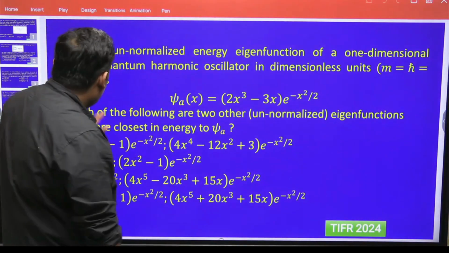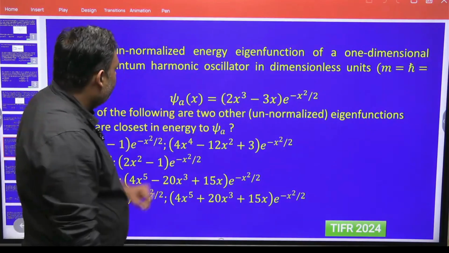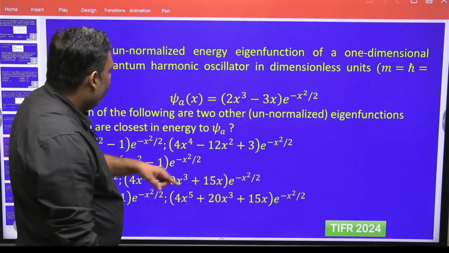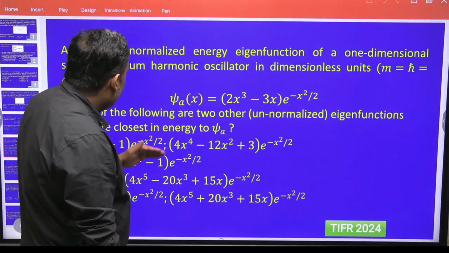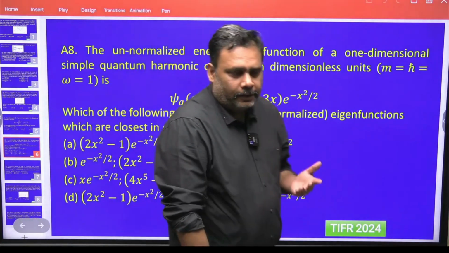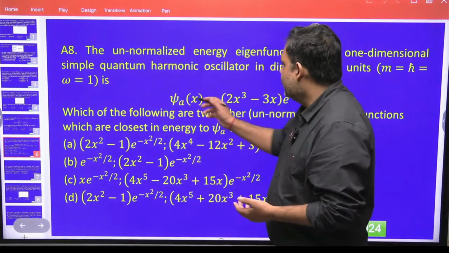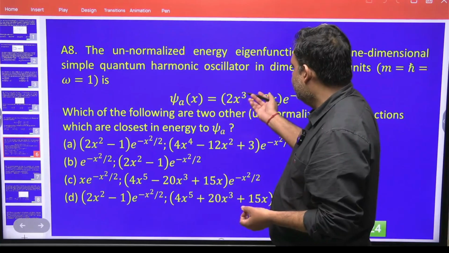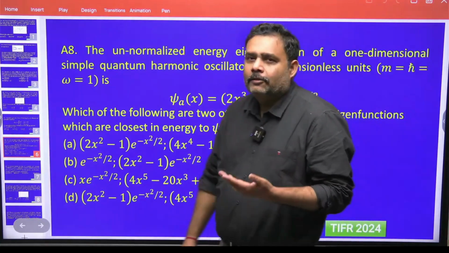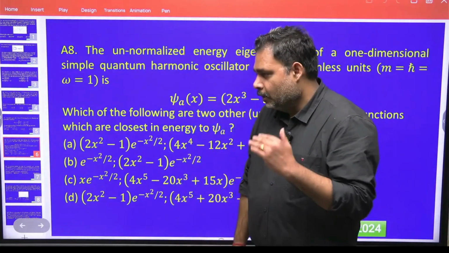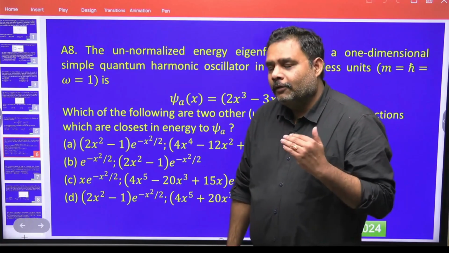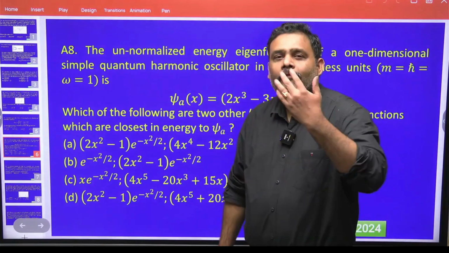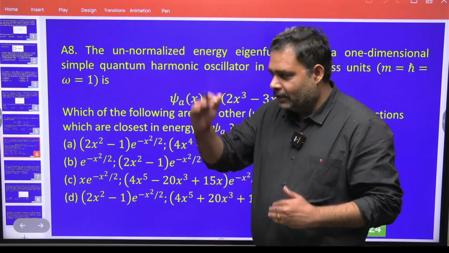So what is the question? One wave function is given. So what do we have to do? We have to find the other wave functions which are closest to this particular energy. That means if it has some particular level, and you will see that here the maximum power is 3, so that will be n is equal to 3. So what will be the closest wave functions, for n is equal to 4 and n is equal to 2? That is the closest one.